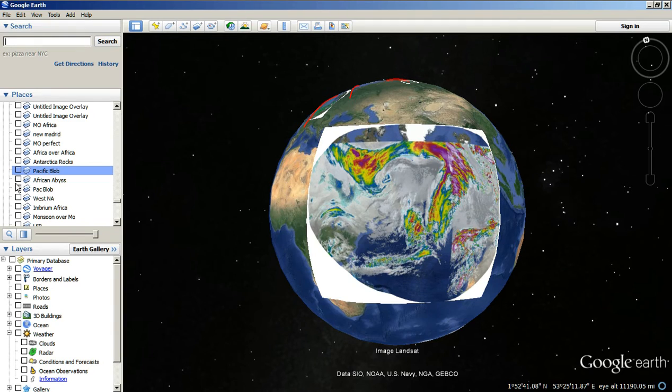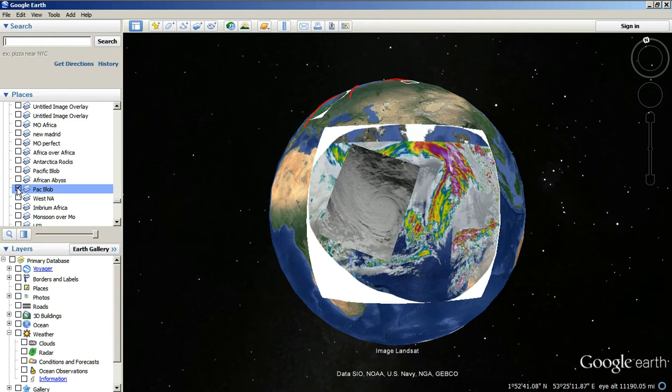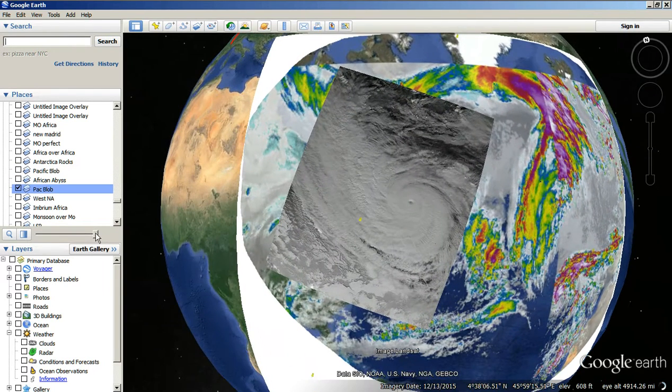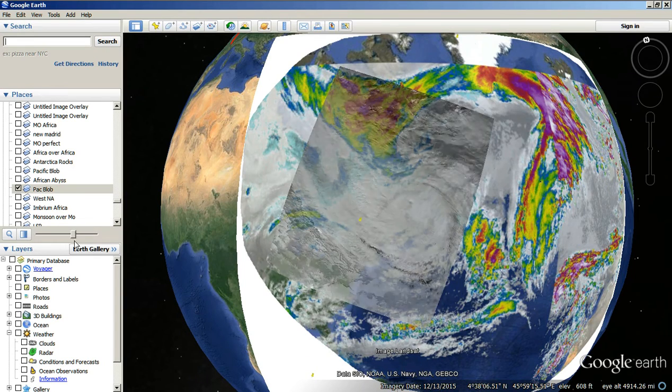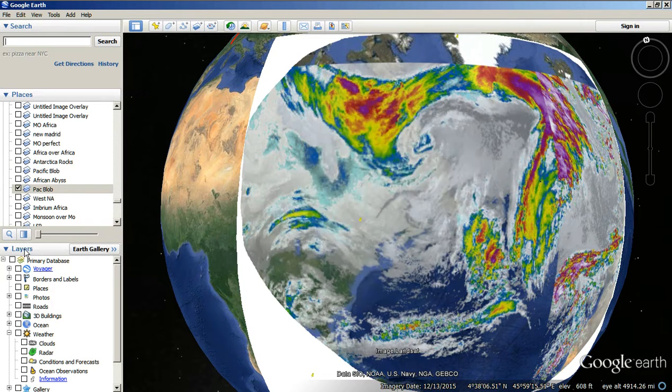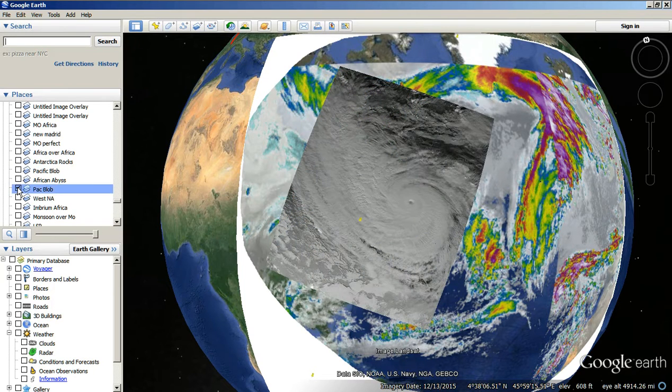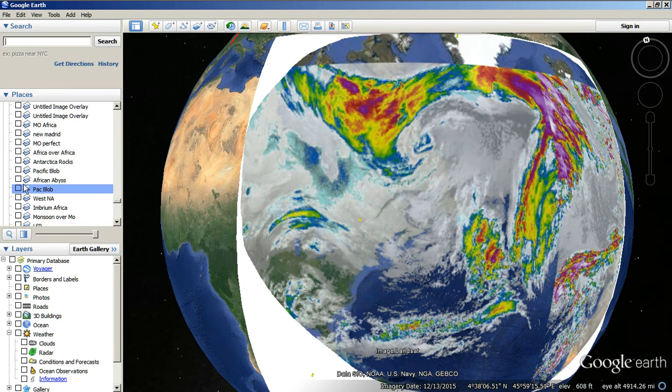Here's the African abyss, Pacific blob. Should fit well here and there. Because that's what created Hurricane Sandy right there, that spot. Or I could put, what does this look like?